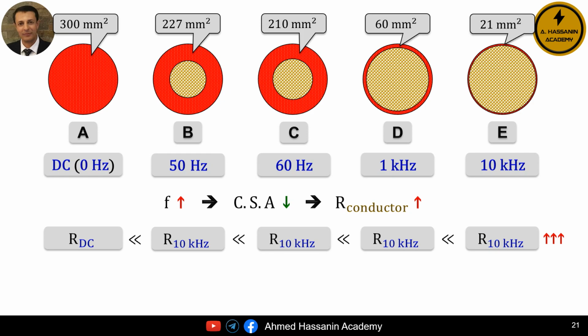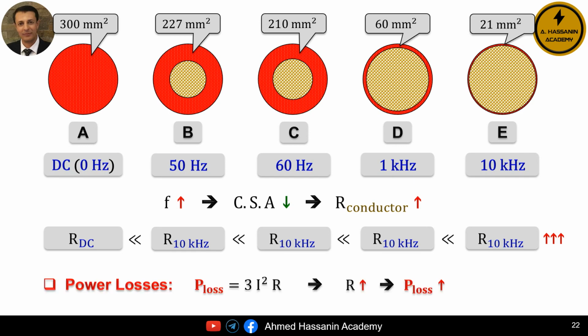Now, what are the technical problems that can occur as a result of the increase in the resistance of the conductor? Let us start with the less critical problems, although in reality, these are still very serious problems. The first problem is the issue of power losses. And of course, electrical power losses are calculated using the formula power loss equals 3 times the square of the current multiplied by the electrical resistance. So, when the resistance of the conductor increases, the value of the electrical losses also increases. And that leads to very significant and costly losses.